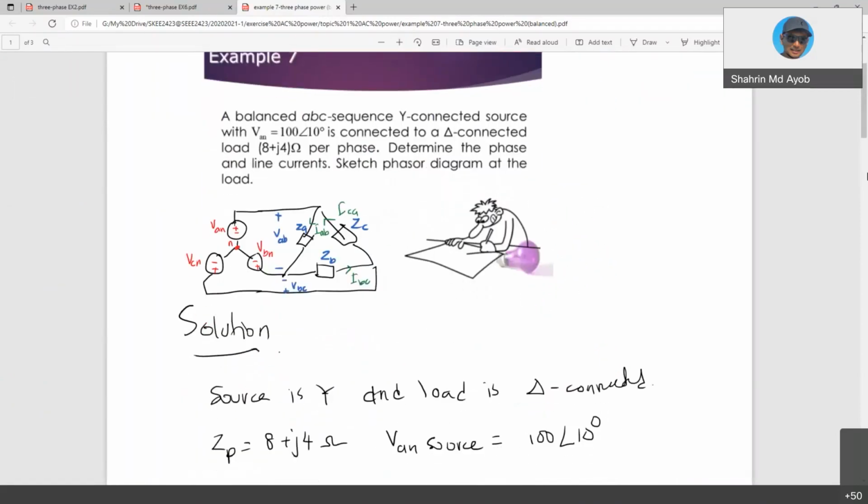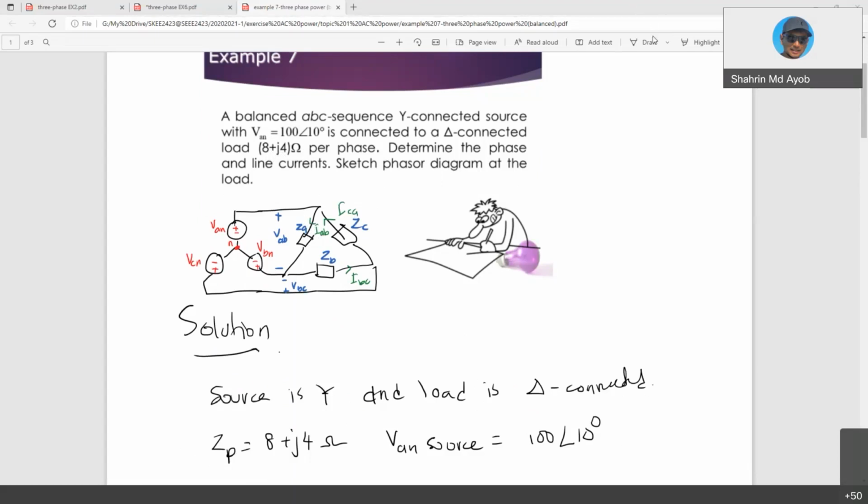Example 7. A balanced ABC sequence Y-connected source with VAN. So right now your source is Y connection and your load is actually delta. As mentioned here, each phase of the load has a value of 8 plus j4 ohm per phase. So determine the phase and line current, and sketch the phasor diagram at the load.